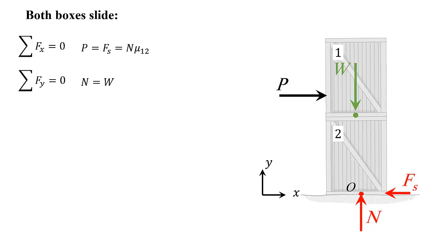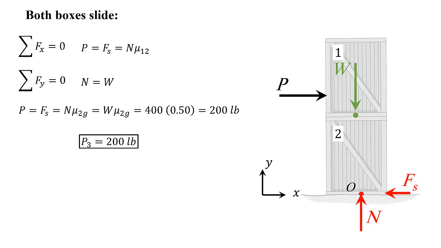Summation of the forces in the Y equals 0. Now P equals Fs equals N mu2g. I corrected it here. And N equals W from the second equation. So we have W mu2g. Now I have W, I have mu2g. W in this case is 400 because the weight of both boxes are sliding. So it's 200 plus 200, which is 400, multiplied by 0.5, which is mu2g, will give me 200 pounds. So P3 is 200 pounds.